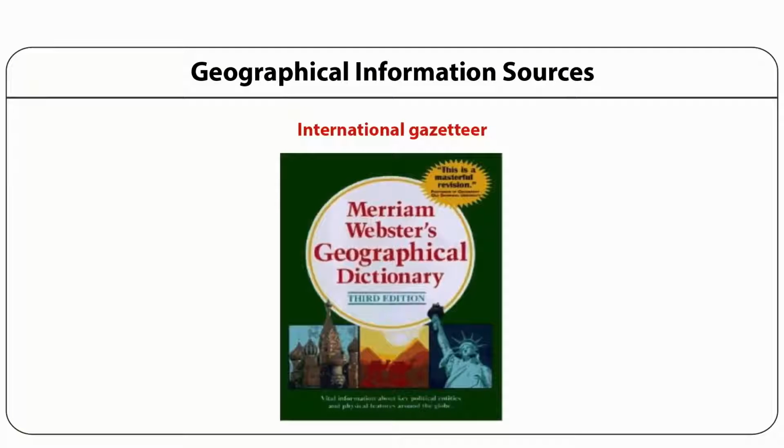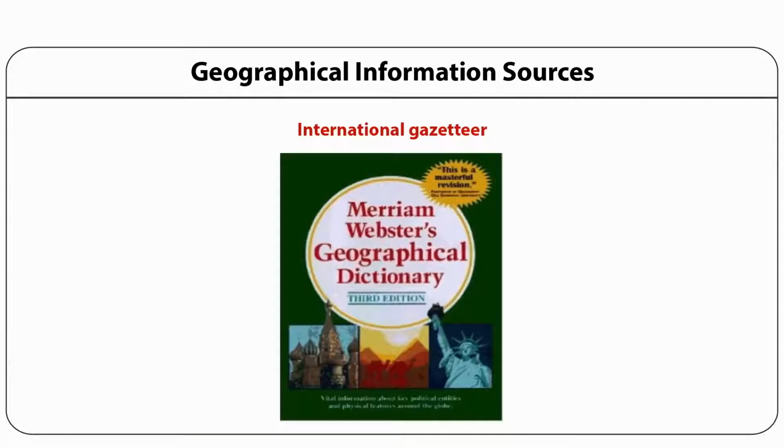Gazetteer is a dictionary of geographical names, listing names of places, seas, mountains, and other geographical entities of a particular area, along with its history, economic development, geography, and the people. Based on their coverage, a gazetteer can be categorized into international, national, or local gazetteer.